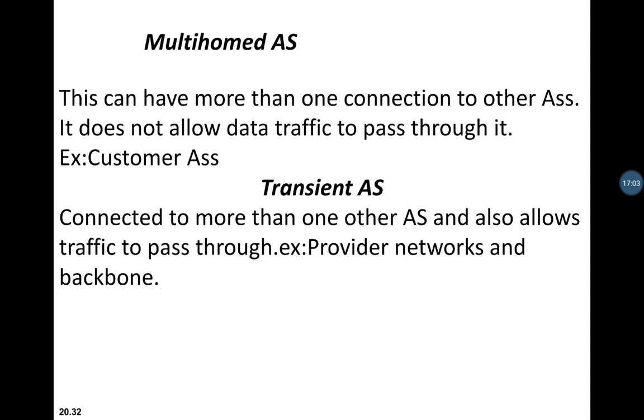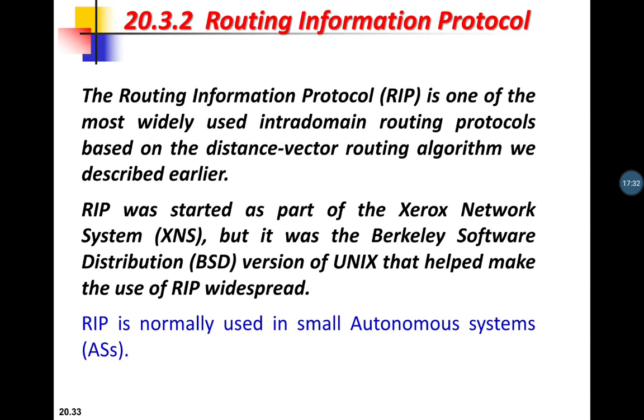Next, we have the multi-homed autonomous system. These can have more than one connection to other autonomous systems, but they do not allow the data traffic to pass through them. These are also customer autonomous systems. Next, we have the transient autonomous system. These are connected to more than one other autonomous system and allow the traffic to pass through them. These are provider networks or the backbone networks.